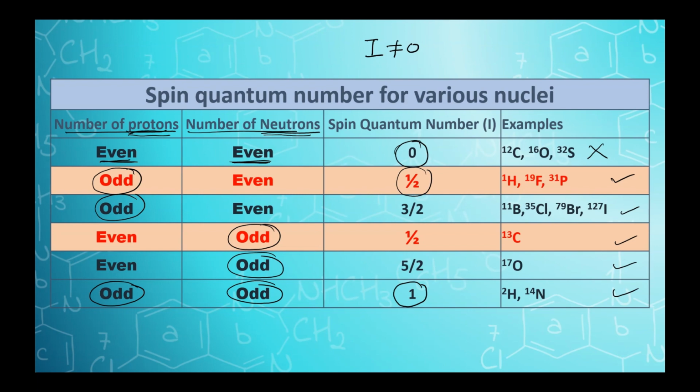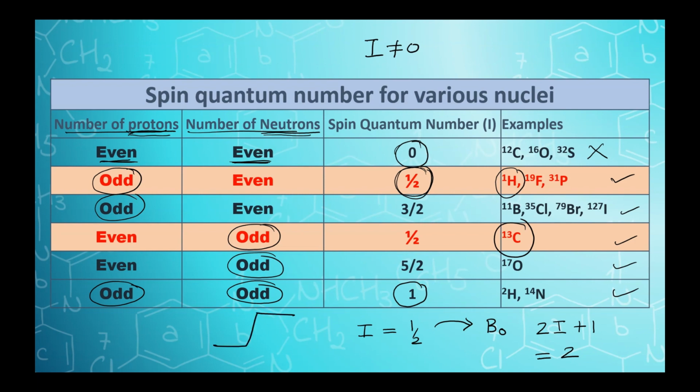We are going to focus only on carbon and hydrogen. As you can see, they have I value equal to half. When I have I value equal to half and I put them into an external magnetic field, B0, they'll be split into 2I plus 1 states, so it will be equal to 2 states.